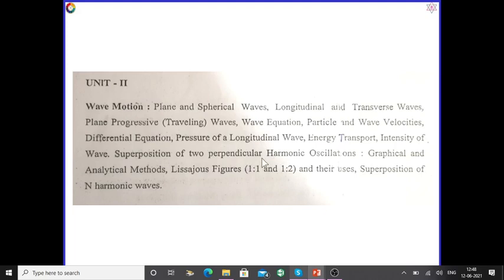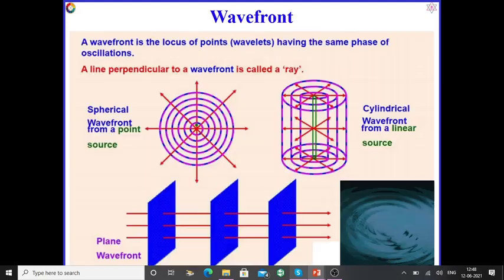So in this class, as it is your first class, we are going to discuss only basic things, whatever we have already studied in our plus 2 level. So first, what do you mean by wave? Wave means one disturbance is propagating from one point to another point.